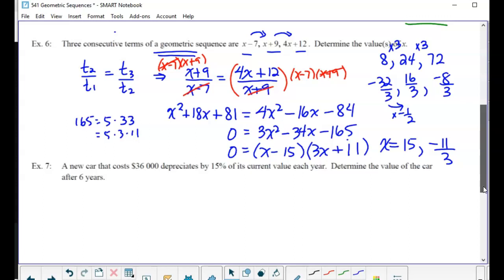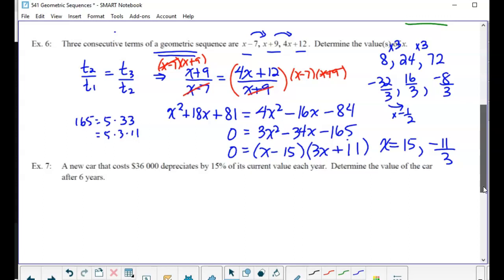And then a couple of application questions here. It says a new car that costs $36,000 depreciates by 15% of its current value each year. So not 15% as a constant rate, like a constant dollar value. This is a percentage of each year's value. And this is pretty common. They say once you drive a car off the lot, it's already worth a lot less than what you purchased it for, even though you've only driven it a block.